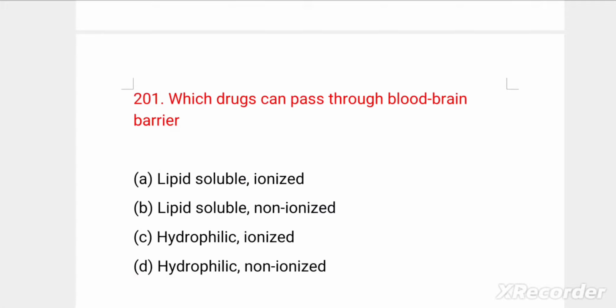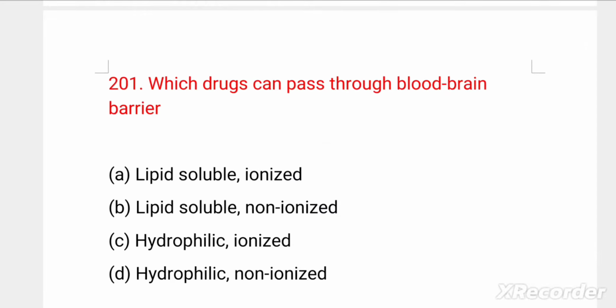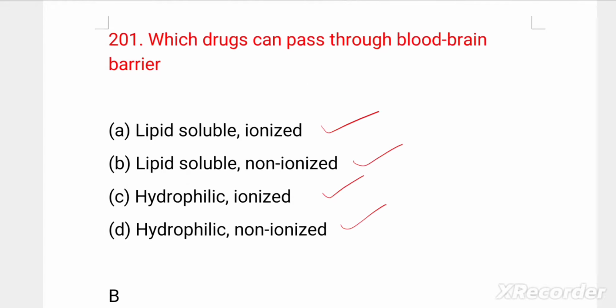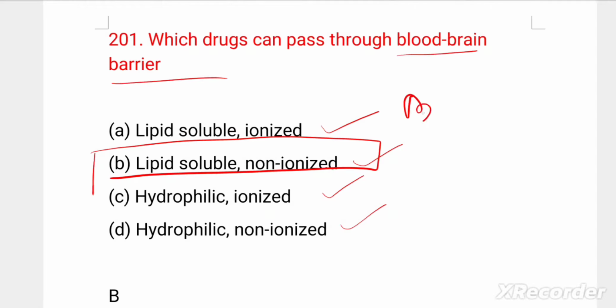Question number 201: which drugs can pass through the blood-brain barrier? Options are lipid soluble ionized, lipid soluble non-ionized, hydrophilic ionized, hydrophilic non-ionized. Answer is B, lipid soluble non-ionized. Lipid soluble non-ionized drugs can pass through the blood-brain barrier.